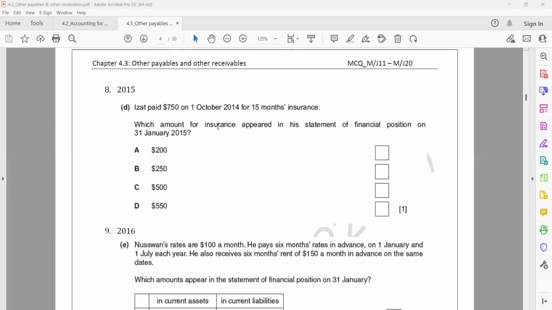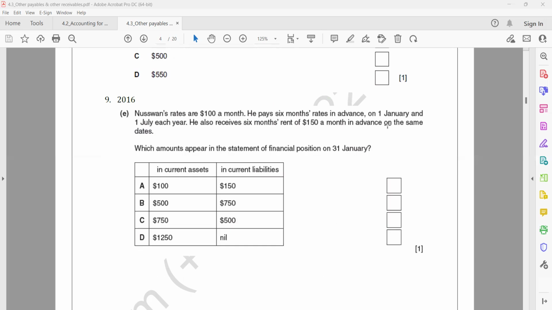Okay, now next. Question 9. Rates are 100 a month. Rates are like a license we pay to the MBK. 1 month 100, that means 12 months is 1 year, so 1,200. He pays 6 months in advance, on 1st Jan and 1st July. So what they mean by in advance is that on 1st Jan he pays 600, and then on 1st July he will pay another 600. Because 1 month 100, 6 months will be 600.